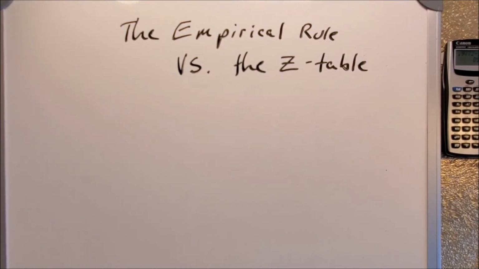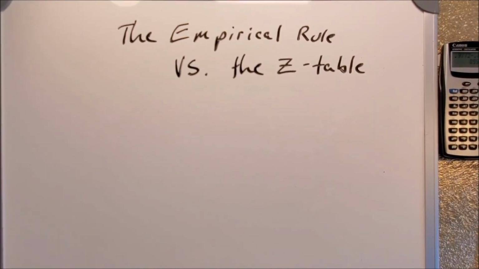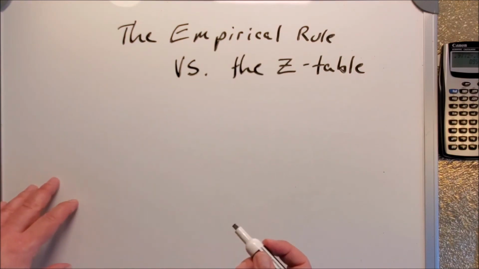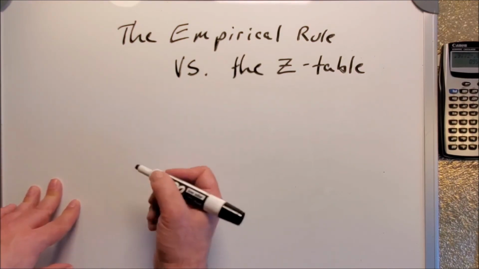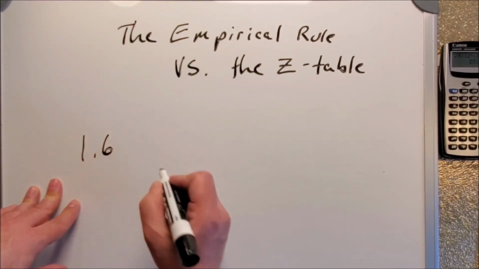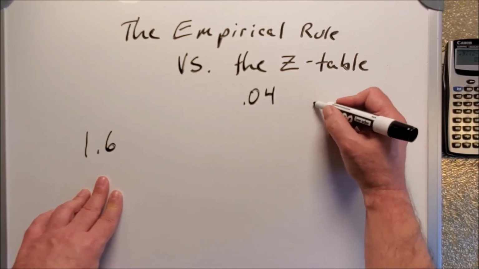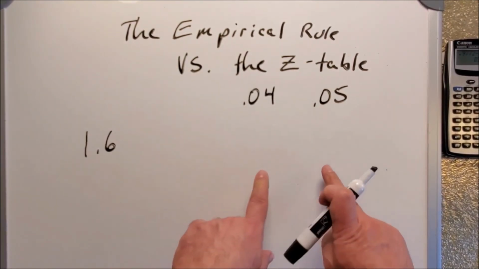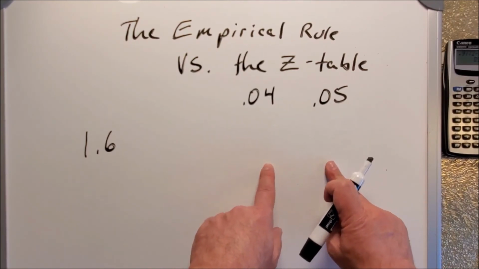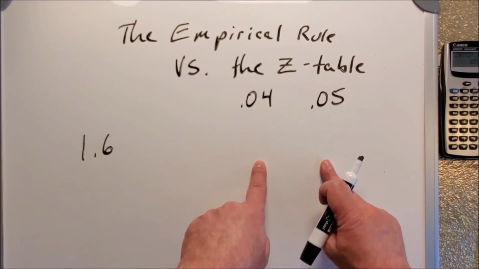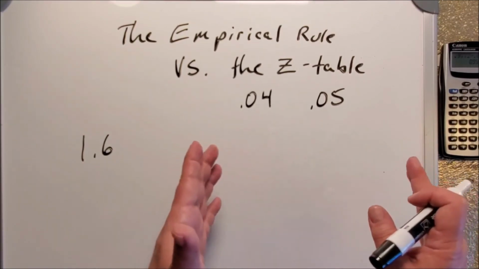Go ahead and take a look at it. I'm going to pause the video and give you a second. Okay, here's the issue. You went to your table and you found something that was kind of ambiguous. You hopefully found that on the 1.6 row, there were two values, 0.04 and 0.05, that seemed to be about equally distant from that value of 0.95. How do we deal with this?